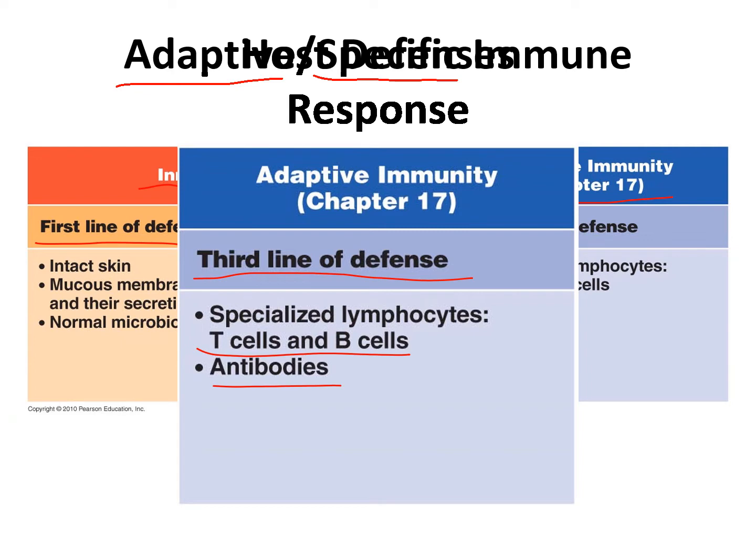The other important thing about your third line of defense is that this immune response has memory. So your white blood cells are able to remember the microbe that has infected you and protect you from future infections.